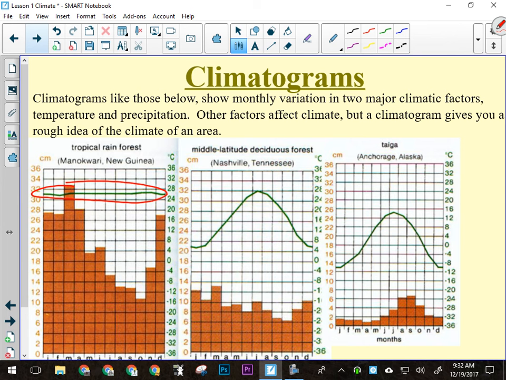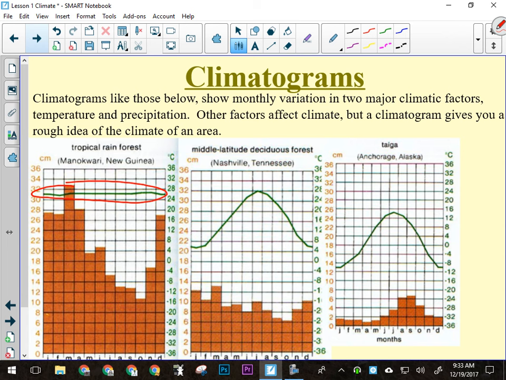Yes, we're going to make these. They're easy though. Actually, we might not make them. It depends. I think I've got enough of them that we won't actually have to make them, but we'll be interpreting them instead. Okay. So being able to interpret a climatogram is important because one of the things I'm going to do on your unit exam and probably your final is, here's a climatogram. Tell me where you think it is based on its shape. Okay.